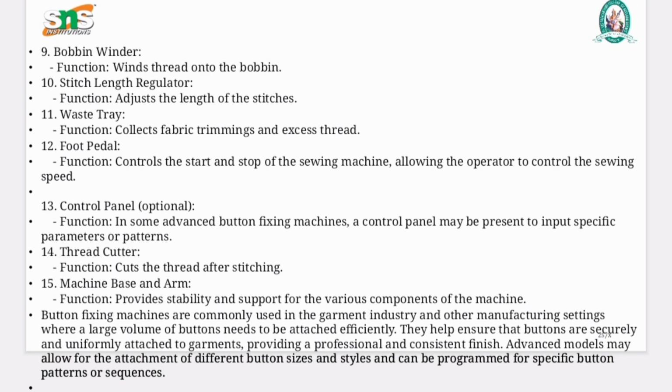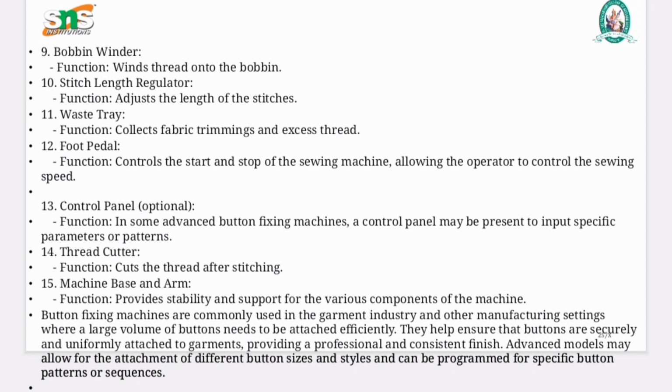Thread spool holds the thread used for stitching. Bobbin case holds the bobbin and regulates the tension of the lower thread. Bobbin winder winds the thread onto the bobbin. Stitch length regulator adjusts the length of the stitches. Waste tray collects the fabric trimmings and excess thread.